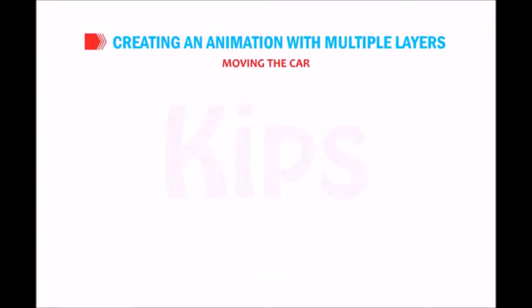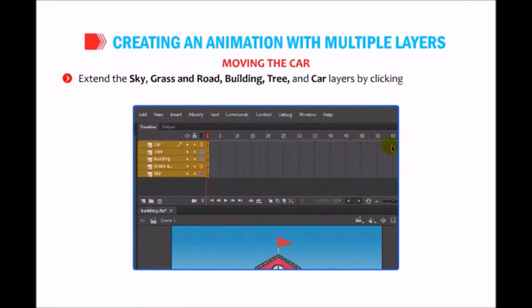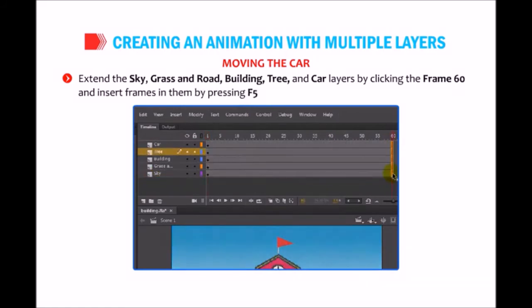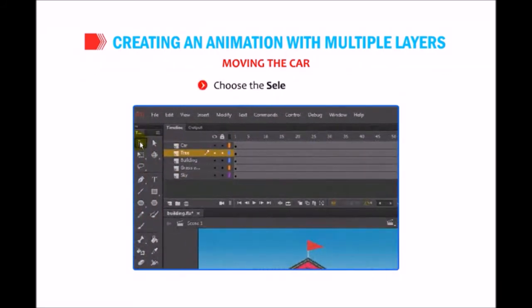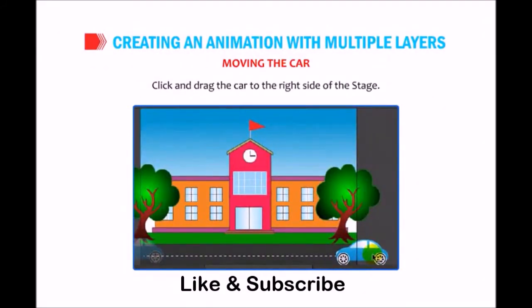Moving the car. Extend the sky, grass and road, building, tree and car layers by clicking the frame 60 and insert frames in them by pressing F5 key. Choose the Selection tool. Click and drag the car to the right side of the stage.